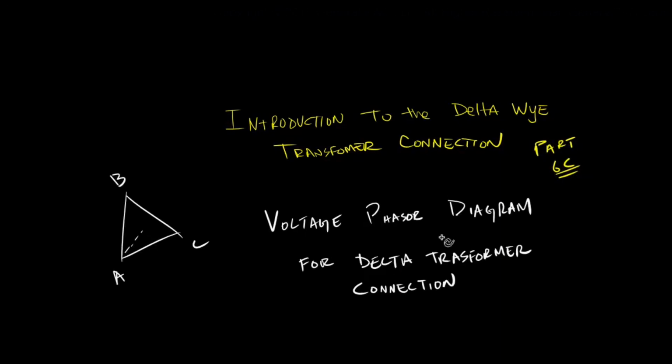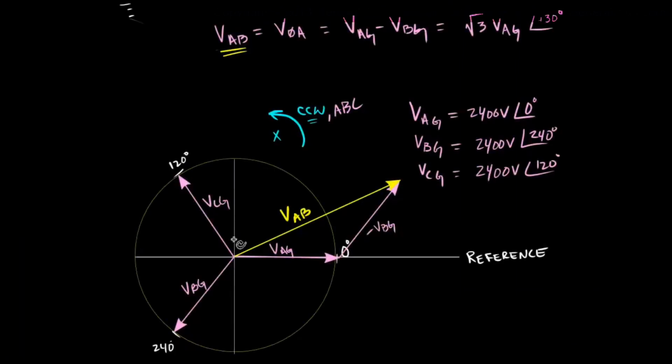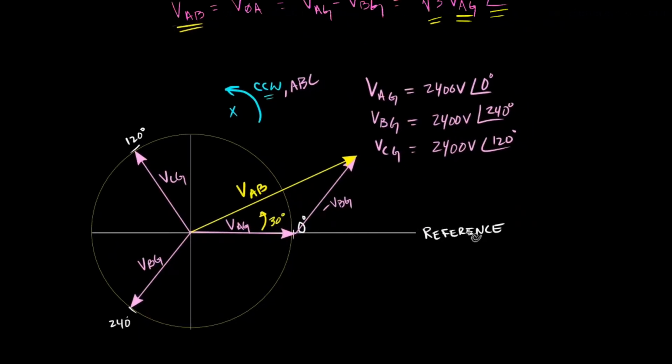In this part, we're going to continue our discussion on the voltage phasor diagram for the delta transformer connection and explain what this means. In part 6b, we concluded that VAB, which is this voltage phasor here, is equal to VAG, which is this voltage phasor here, rotated by 30 degrees and then multiplied by the square root of 3. Let me write that down here: VAB equals the square root of 3 times VAG rotated by 30 degrees.